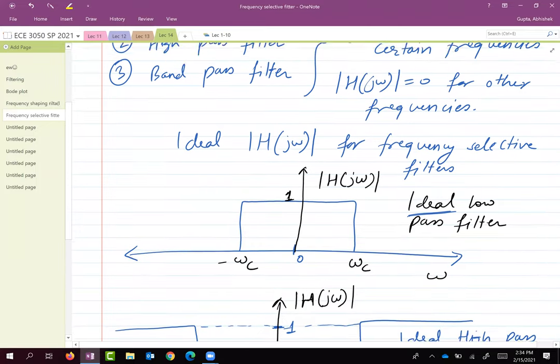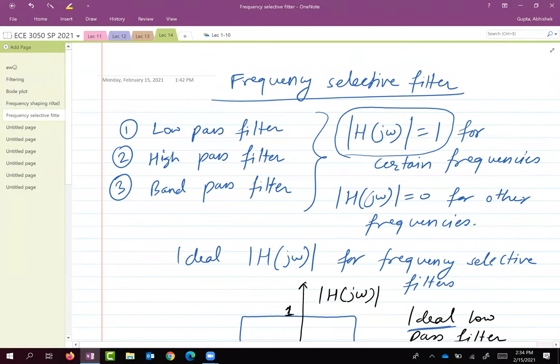So these frequency selective filters, or frequency shaping filters, are used heavily in the music industry, the radio industry, the television industry and so on, primarily because a lot of the communication now happens through these exponential signals, periodic signals.